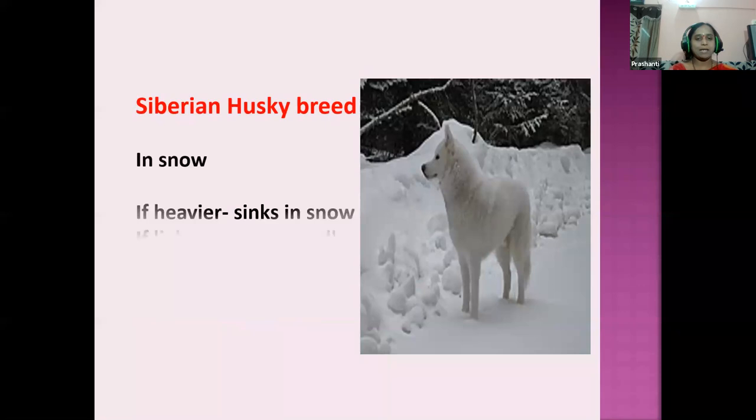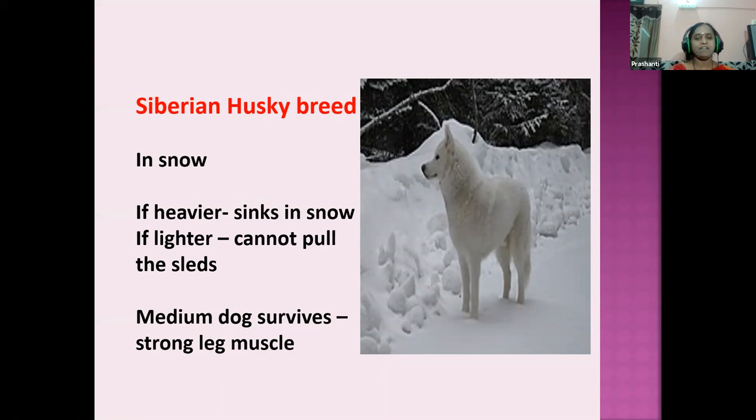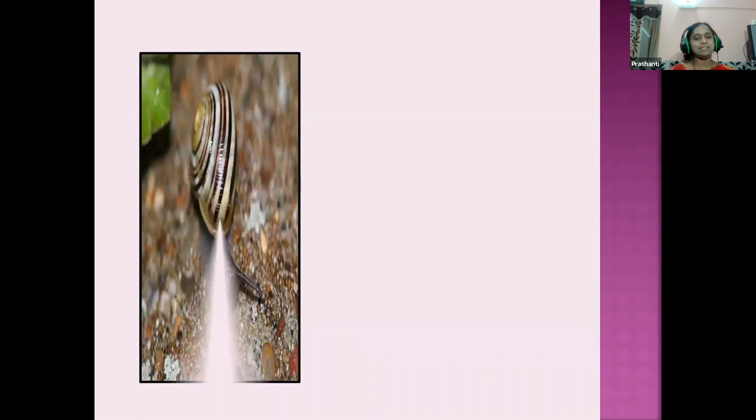And this is the Siberian husky breed in the snowy area. If the weight is heavier, it will sink in the snow. When it is lighter in weight, it cannot pull the sled. So it is the medium sized dogs, having very strong leg muscles, which are able to survive.